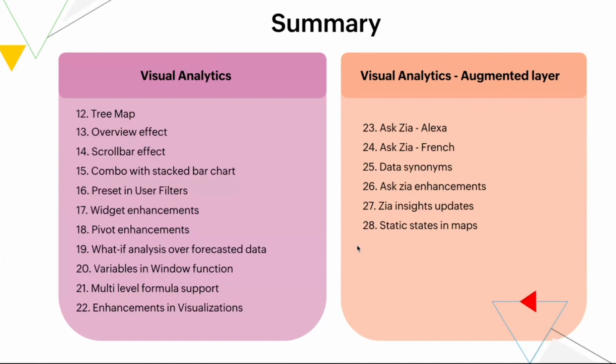Then in the augmented category, we saw a game changer of introducing Ask Zia in Alexa with a new language support for French in Ask Zia. We also saw how to set up synonyms for data values. We then moved on to see enhancements in both Ask Zia and Zia Insights. We then finally saw static states in maps.